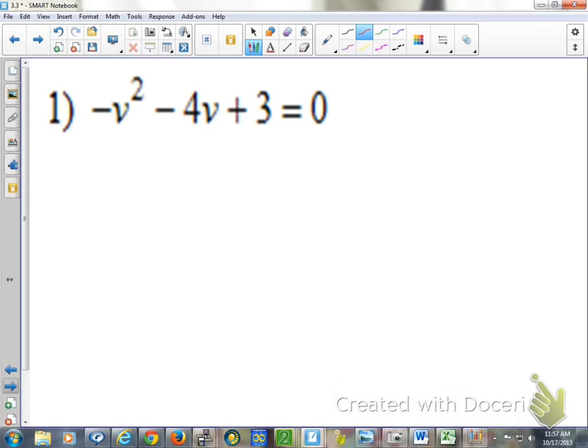Now, I need to show you how to do the discriminant and the vertex. Those are the only two parts of those problems we haven't done yet. But if you can do quadratic formula, then finding the vertex and discriminant are really, really quick.